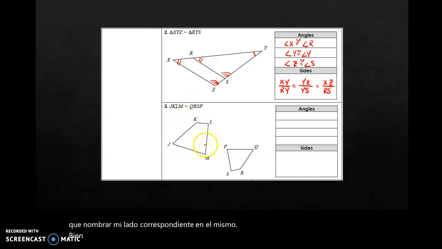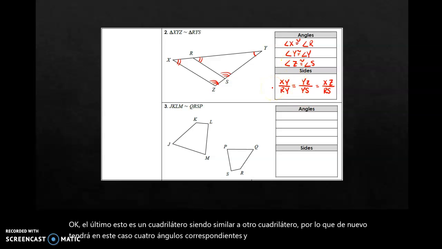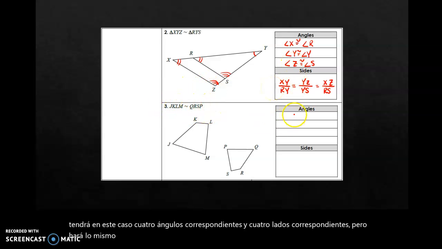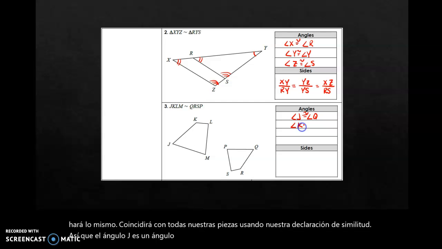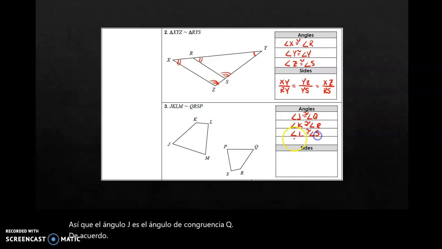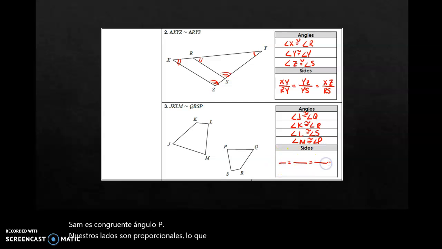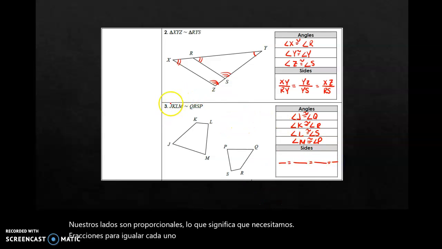Okay, last one. This is a quadrilateral being similar to another quadrilateral. So again, we'll have, in this case, 4 corresponding angles and 4 corresponding sides, but we'll do the same thing. We'll just match up all of our pieces using our similarity statement. So angle J is congruent to angle Q. Angle K is congruent to angle R. Angle L is congruent to angle S, and angle M is congruent to angle P. Our sides are proportional, which means we need 4 fractions to match up each of our 4 corresponding sides.